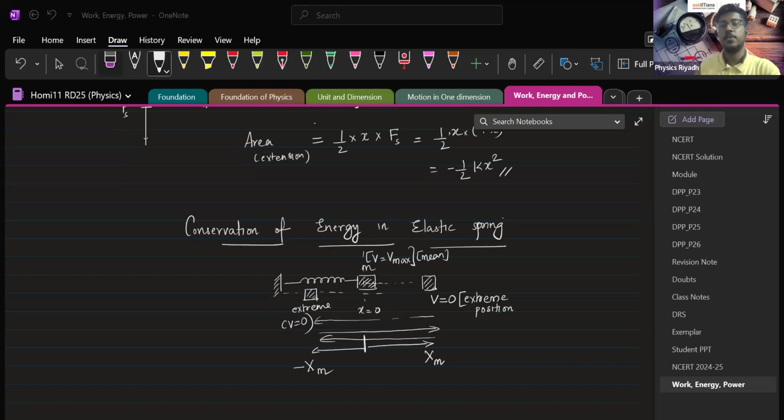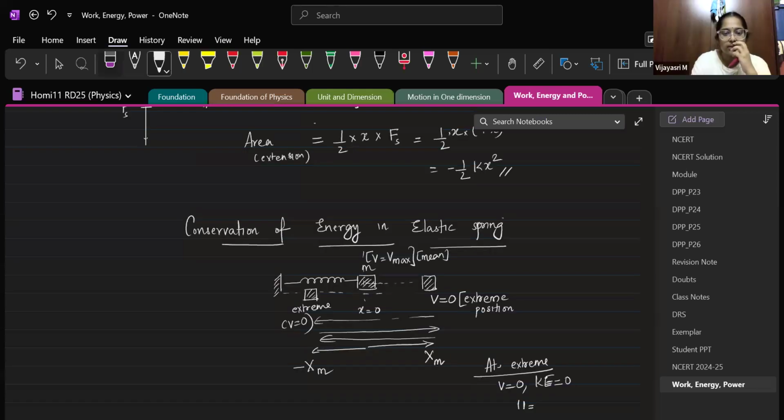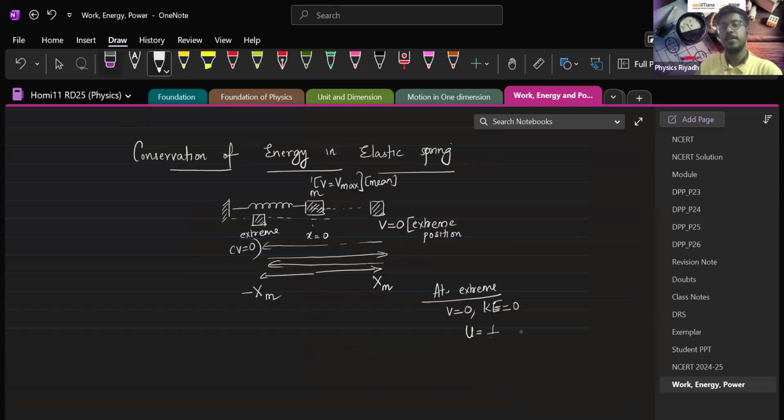If velocity is zero, that means clearly kinetic energy is zero, because kinetic energy is half mv square. So velocity is zero. So the energy that it has, what is the potential energy? Maximum. Potential energy is maximum, and that is half k xm square. This is the potential energy that the spring is having.